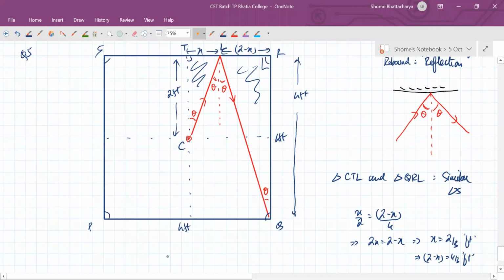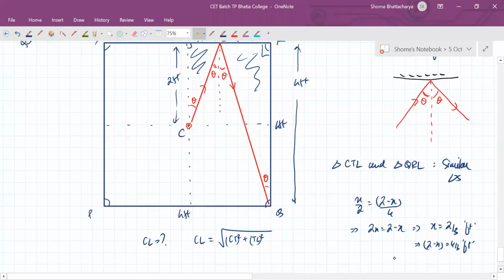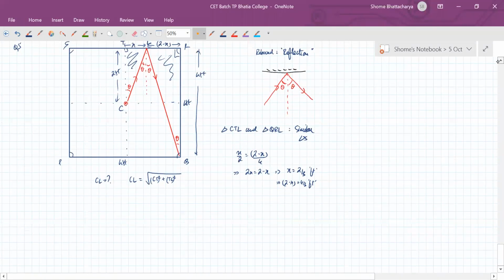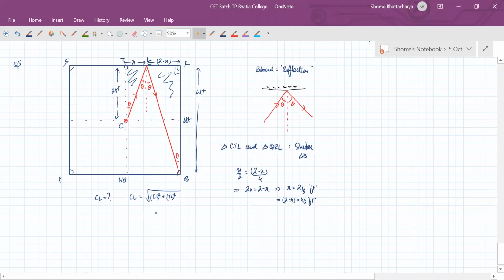So you want to find CL, that length. CL will become square root of CT square plus TL square. That is nothing but, in my diagram, square root of 2 square plus x square. So substitute from equation 1 the value of x.